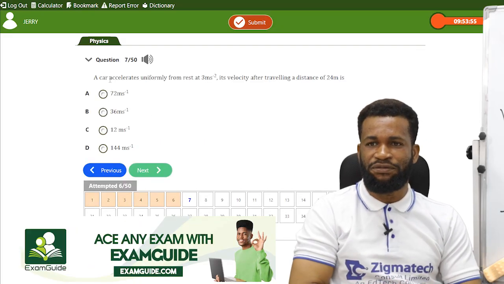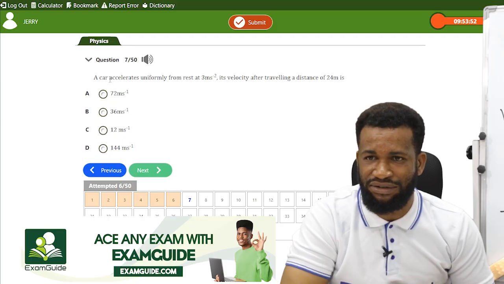A car accelerates uniformly from rest at 2 meters per second.